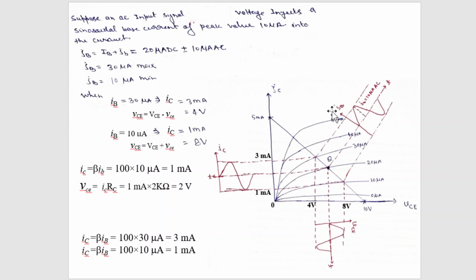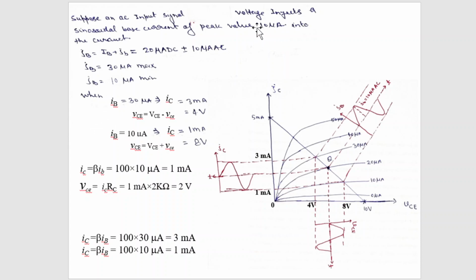So the total current, small i capital B, is basically moving between 30 and 10 microampere, 30 microampere, 10 microampere, 30 microampere, 10 microampere. This is how the total input current changes when we superimpose the input signal. So how will the total collector current and total collector emitter voltage look after amplification? We can find out.